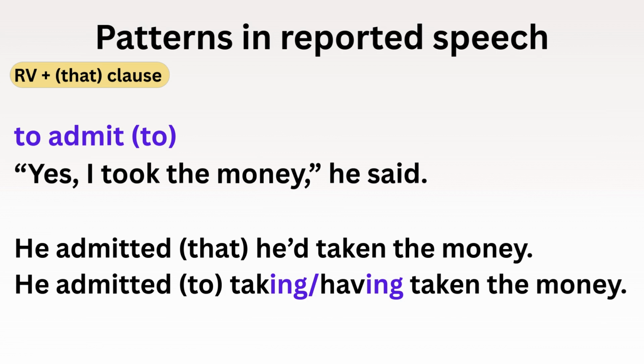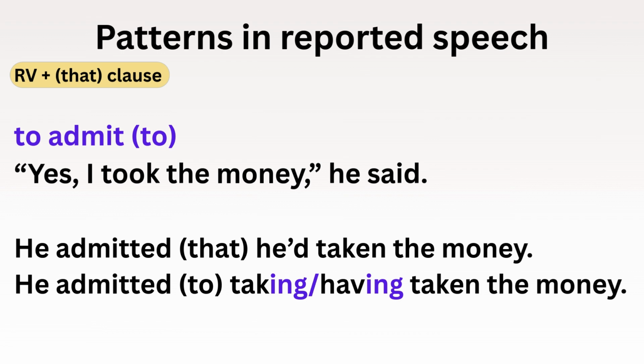He admitted taking the money, or he admitted to taking the money. You can also use a perfect gerund here. He admitted having taken the money, or he admitted to having taken the money. So as you can see, there are two patterns, and that's what I mentioned before. Some of those verbs can be used in different patterns in reported speech, and that's what you should remember when you report sentences.